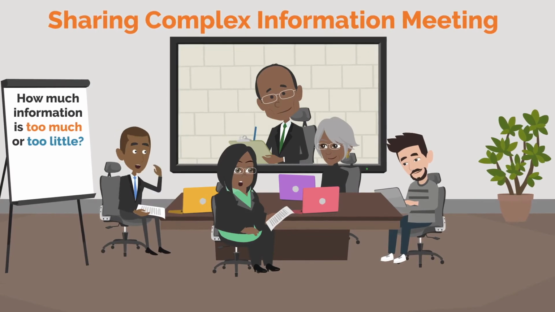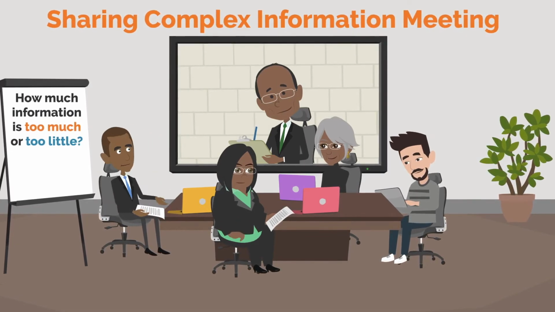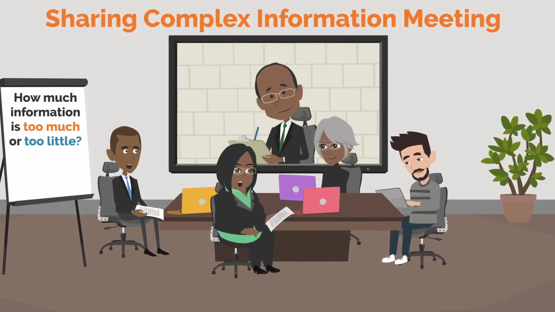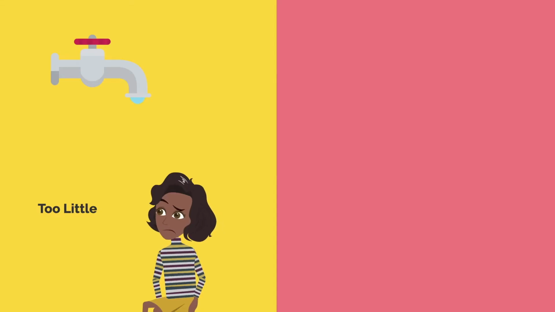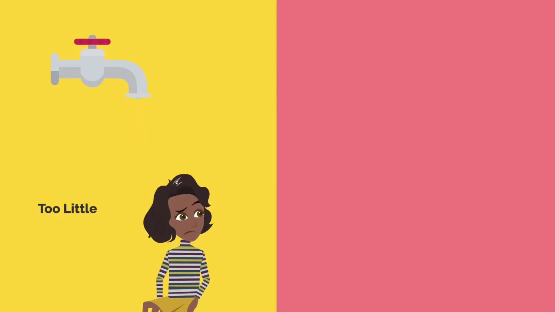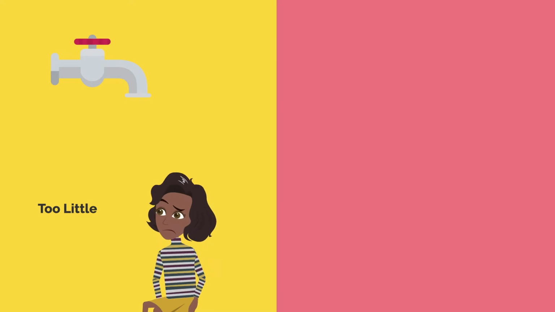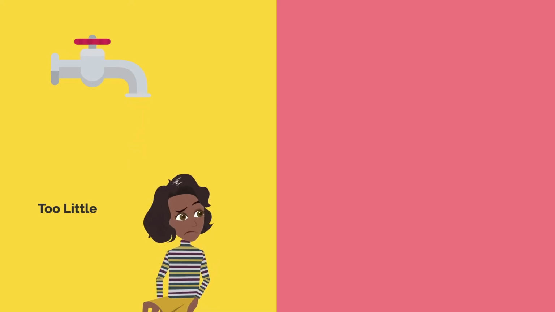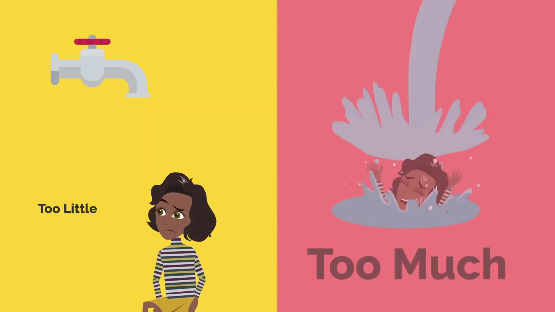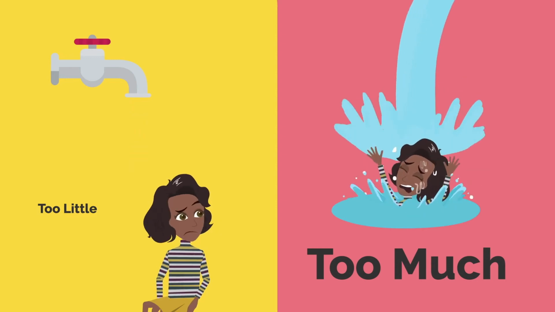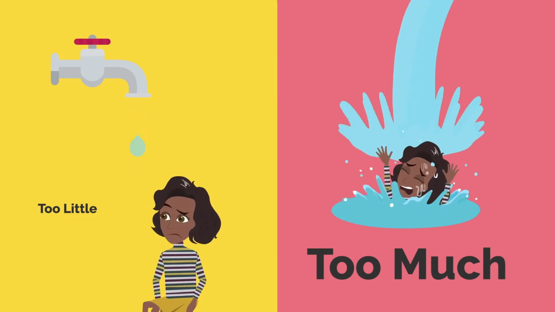This group of professors are unsure about how much information to provide students in their assignment prompts. Give students too little information, you risk not providing enough guidance for them to successfully complete the task. But if you give them too much information, then students will be overwhelmed and are likely to shut down.